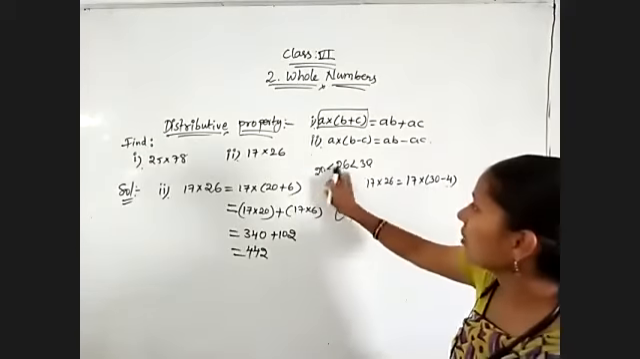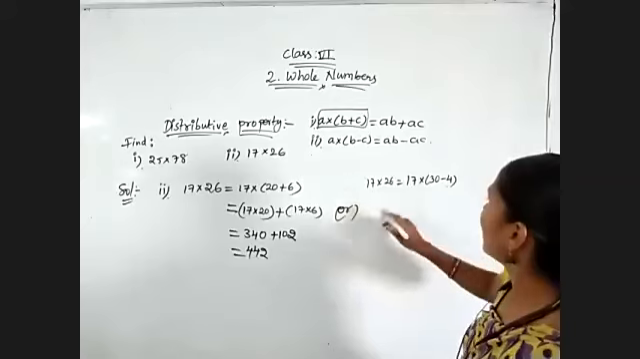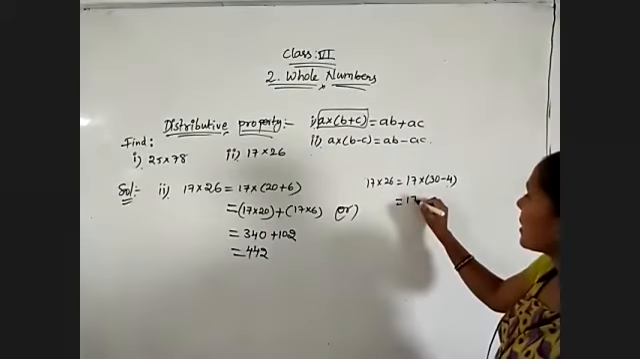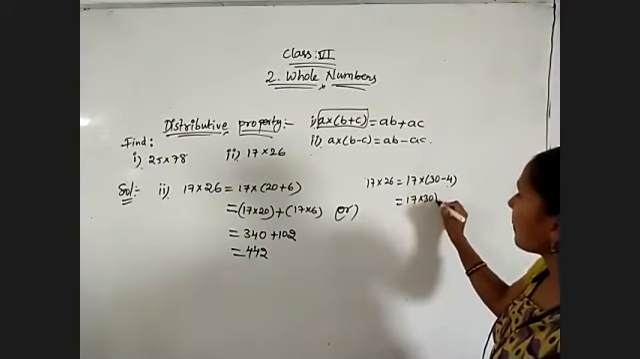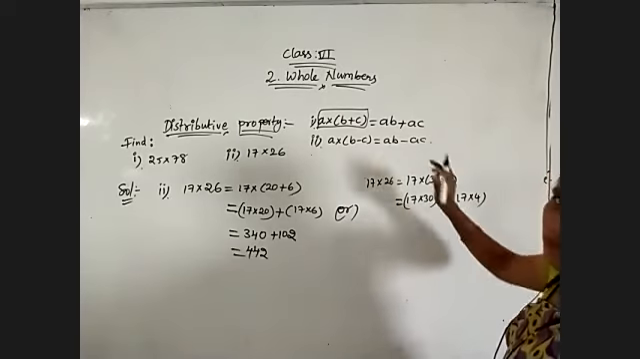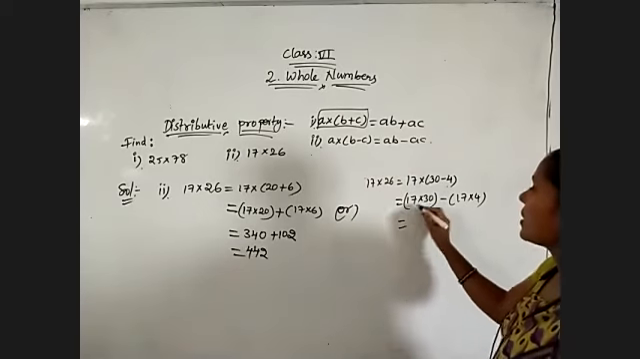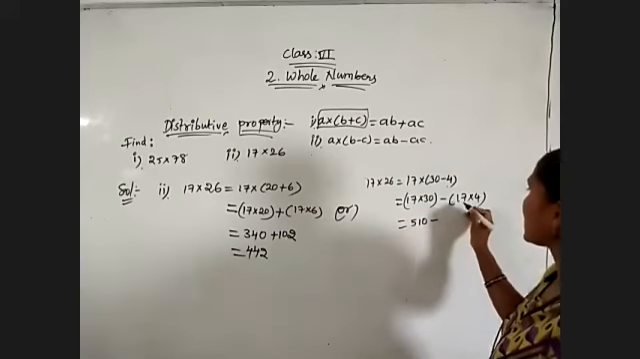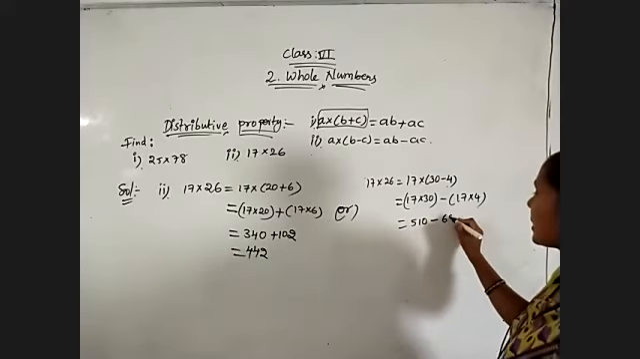That's all. So now this is equal to A into B minus C, that is A into B minus A into C. Like this, which is equal to 17 3s are 51, so 510, minus 17 4s are 68.